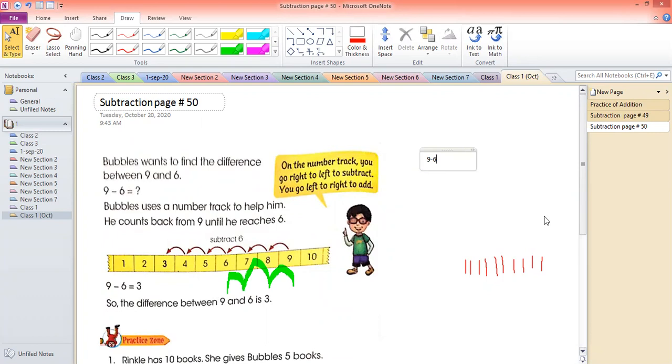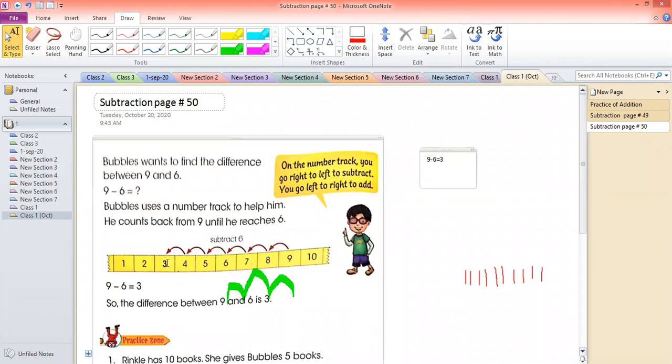What I taught you yesterday is that whenever you need to use number track for subtracting, you go back 6 steps. This is 6, so you will go 6 steps back. 1, 2, 3, 4, 5, and 6. So 9 minus 6 equals 3. You check the number on the 6th step. When you move 6 steps back, what is the number? That is 3.